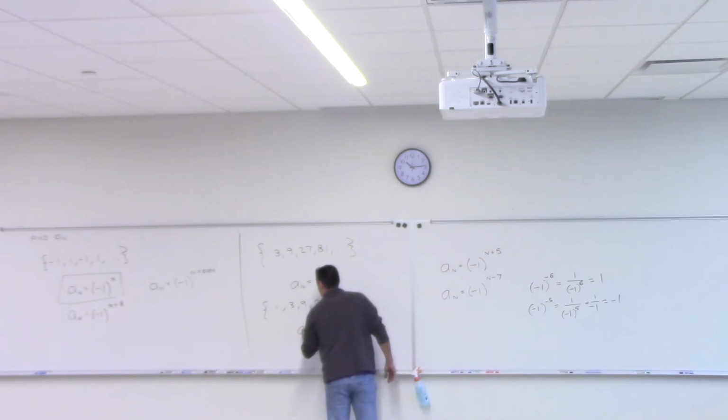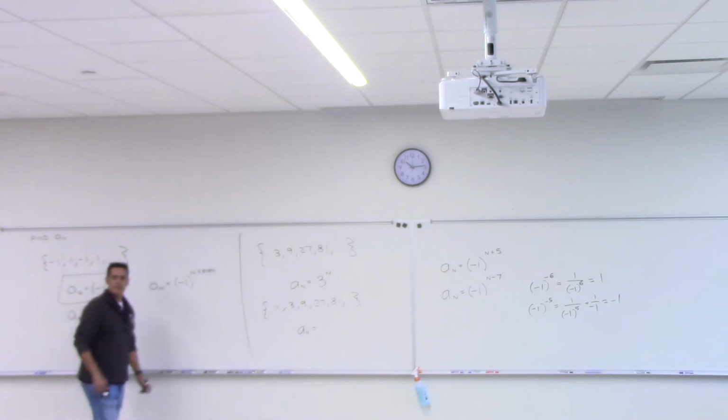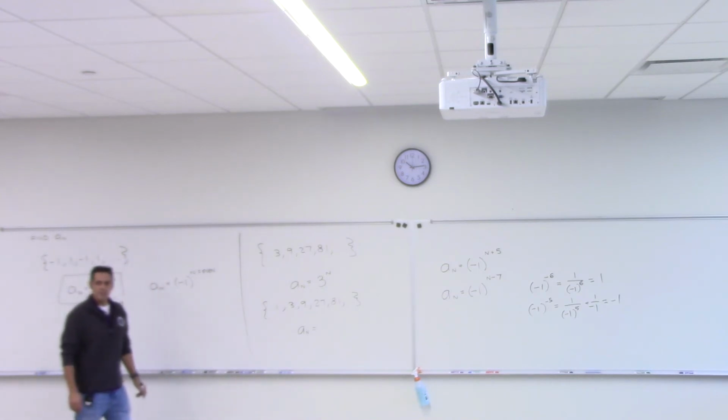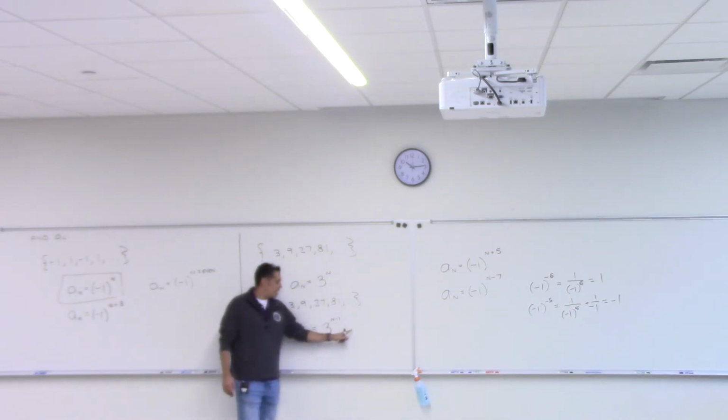Someone else that hasn't gone? Go ahead. 3 to the power of n minus 1. There you go. 3 to the power of n minus 1. The minus 1 is up here in the exponent, right? Not minus 1 out here. It's minus 1 up here.